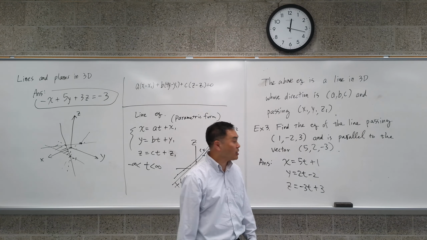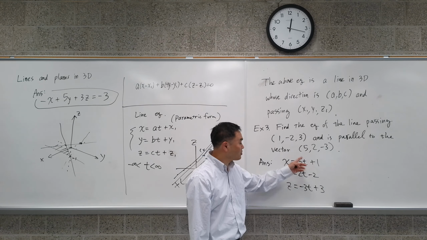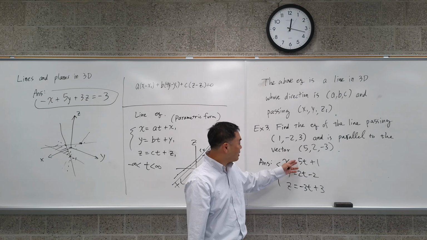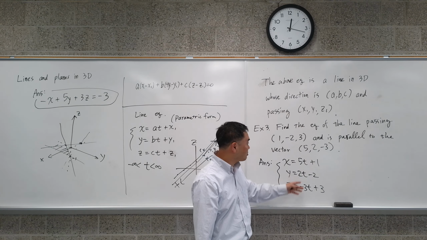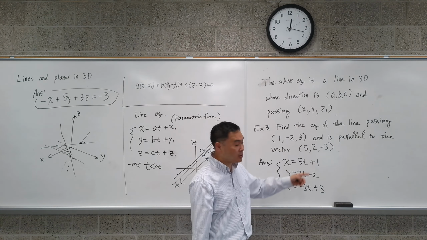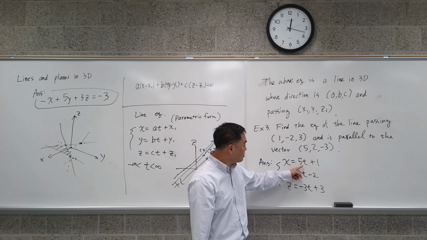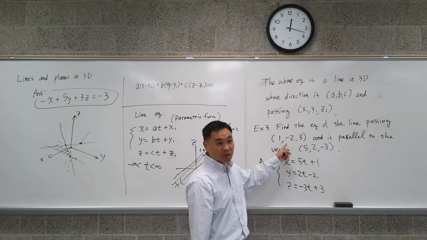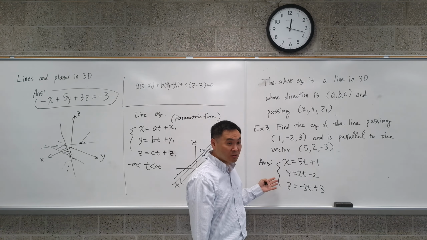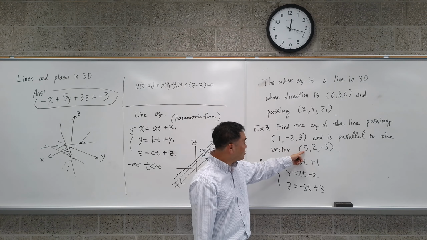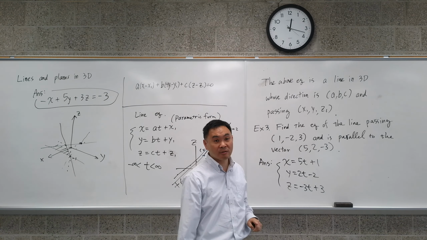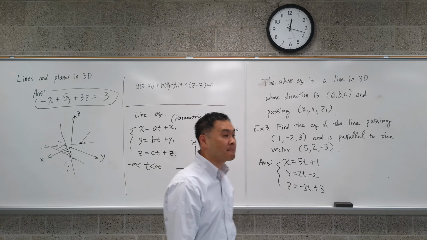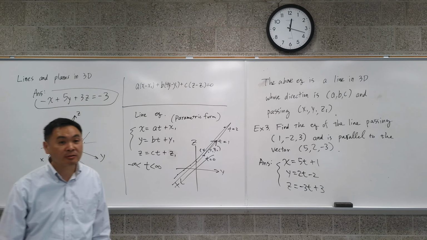Now, let's just check. If you differentiate this position function, what do you get? 5, 2, -3. Exactly the same vector, right? And if you plug in t equals 0, what do you get? You get (1, -2, 3), exactly this point. So we know that this is a straight line with this direction passing through this point. And that's the answer. Simple, right? Any questions?